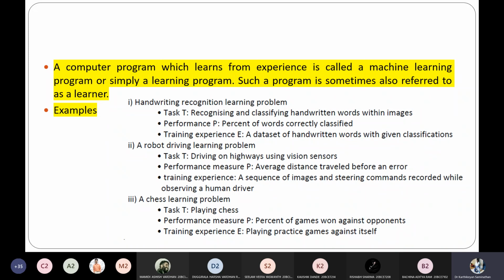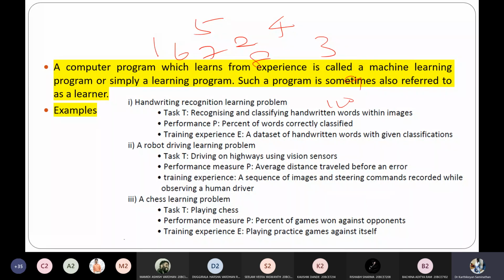For example, a handwriting recognition learning problem. There are 100 images where one or two handwritten digits were written in the sheet. Computer generated digits might also be there. So we need to detect the handwritten digits. In this case, task T is nothing but recognizing and classifying the handwritten words within the image.